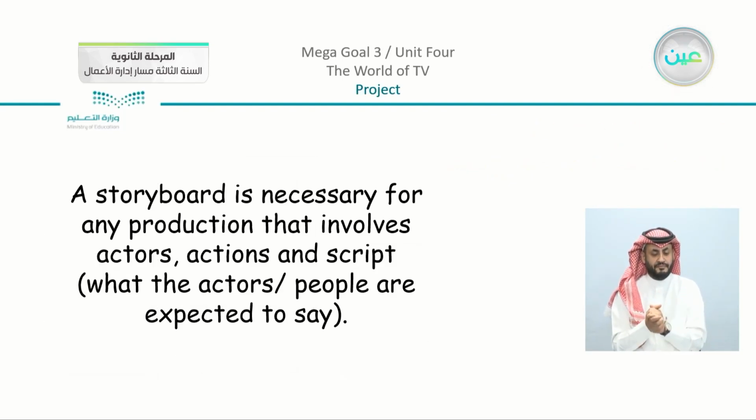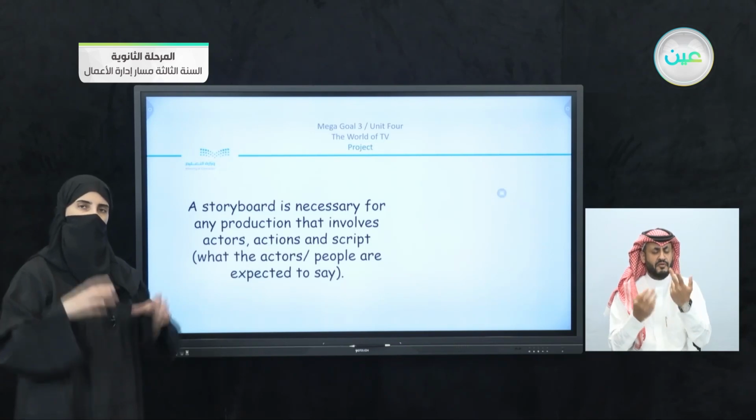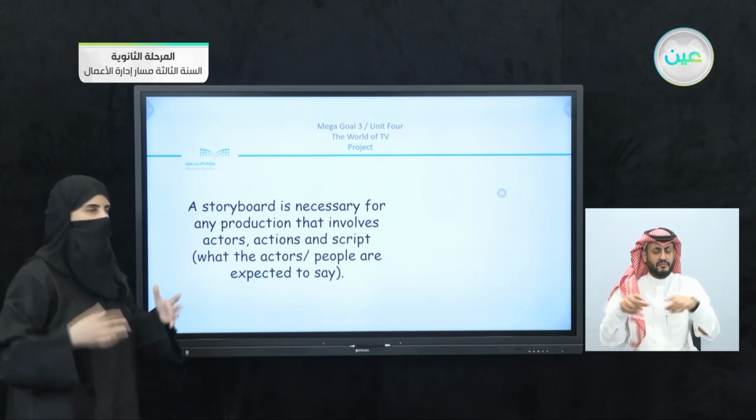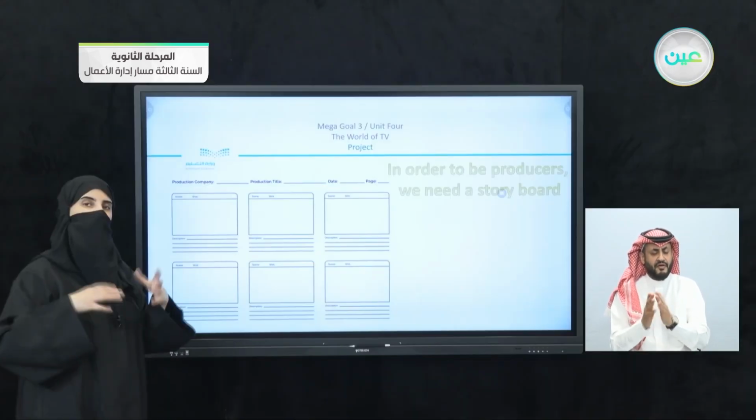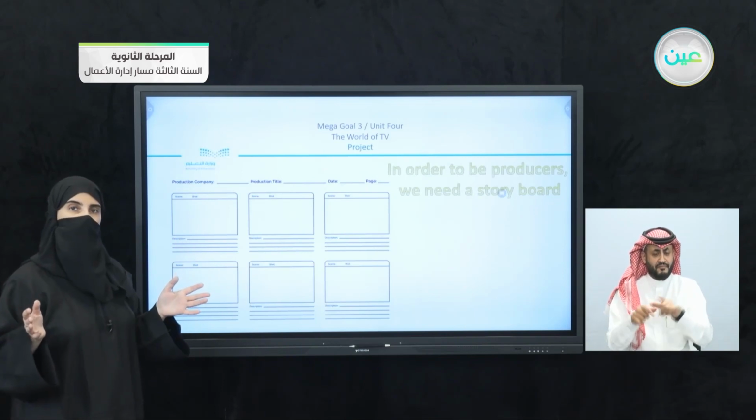Now, first of all, we are going to learn what is a storyboard. You can just see the picture. If you would like that, I can just go back to the picture here. And you can see that we have here different boxes, and there are lines below the boxes here. Now, there is something above. We have here the production company, production title, the date, and page. Now, this is just an example for a storyboard.